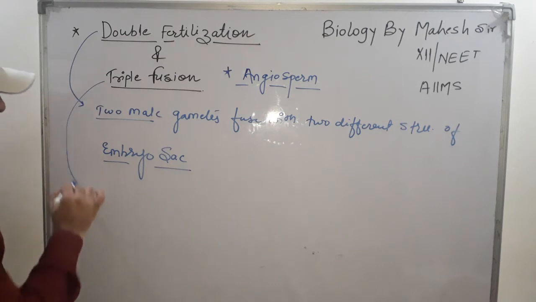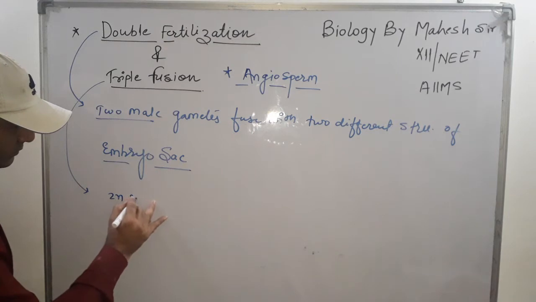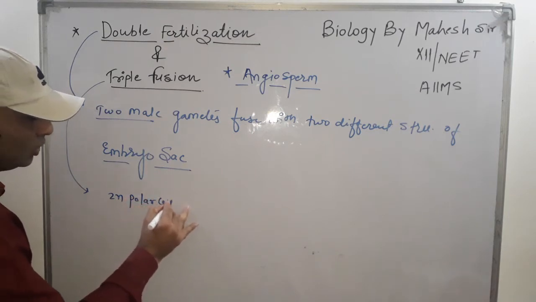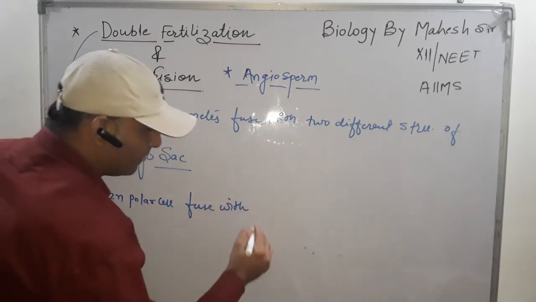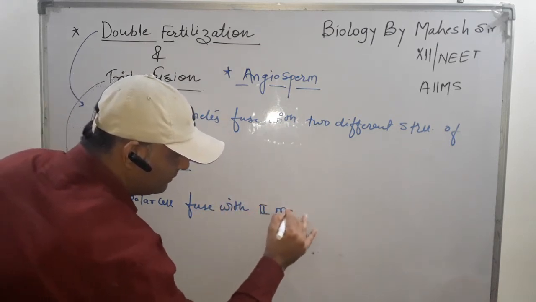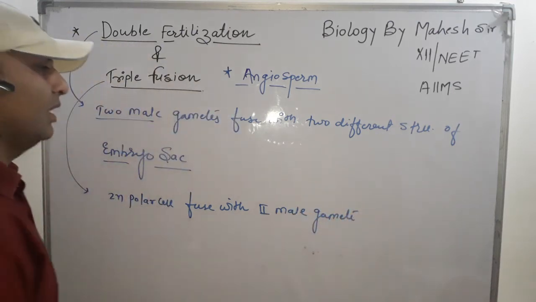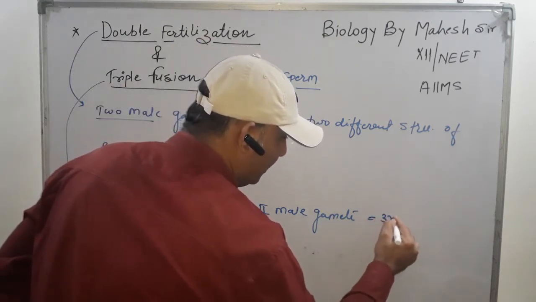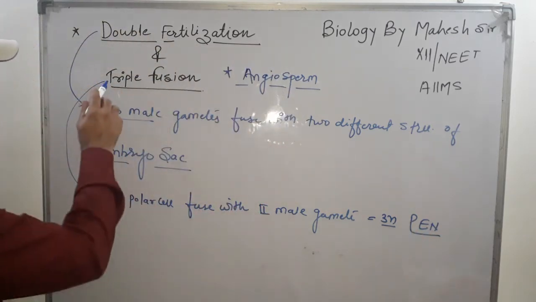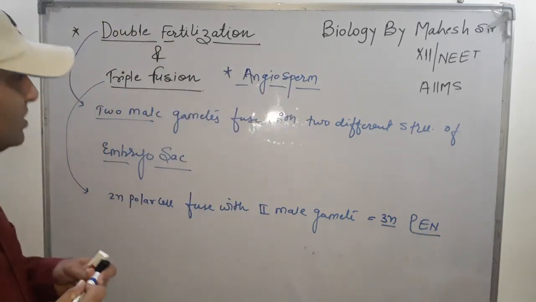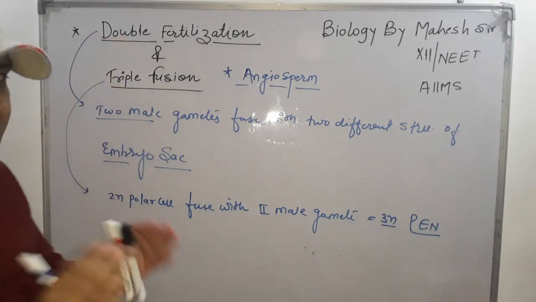Now the second definition, triple fusion. When the 2n polar cell or polar nuclei fuse with the second male gamete, that time it produces a 3n primary endosperm nucleus. It is called triple fusion. So first you have to clear the concept of what is double fertilization and what is triple fusion. They are two different terms but related to the same process.